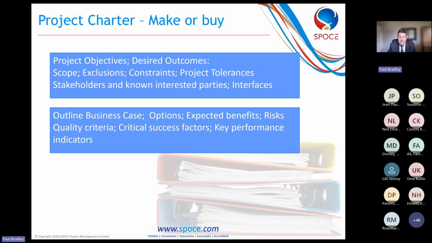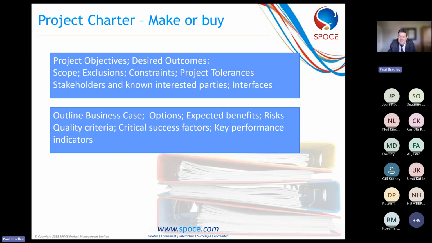Even if it's in skeleton, that's what outline means. When we get into the actual project, it will be a developed business case. We look at options, different ways of achieving the same thing. We've got the do nothing option, the do minimum option, and the do everything option. So we're weighing up different ways. Expected benefits, as I spoke about, and also the risks that we know could compromise the project.